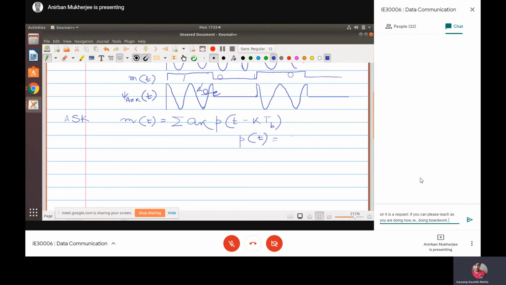Equal to square function. If you remember, T minus TB by 2 by TB. Is it clear? What is pi T minus TB by 2 by TB? Let us see whether I have defined it earlier. Yes, it is defined in the document.